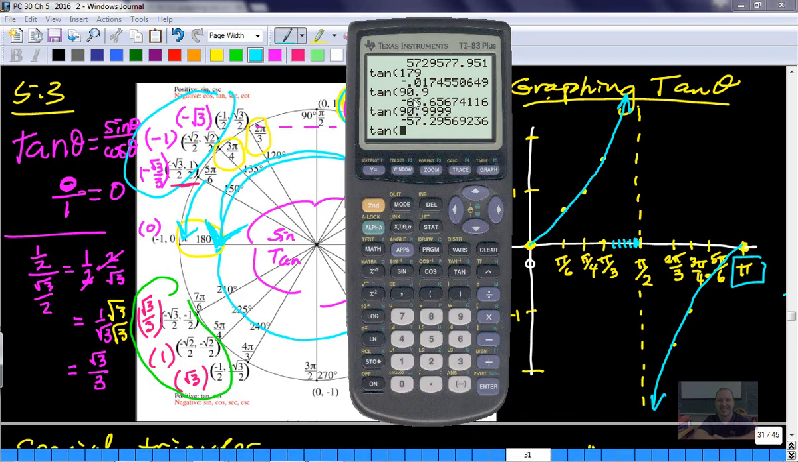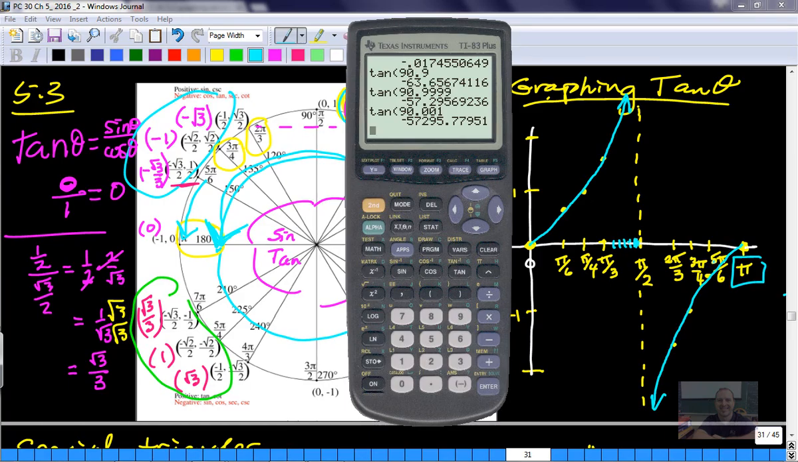Of 90 point. I know I'm going the wrong way. 90 point. Let's do 001. That's what I'm looking for. Okay, just beyond 90, and that should be. Look at that. Negative 57,000. So that's why it's so low down here. It's coming from negative infinity on this side.